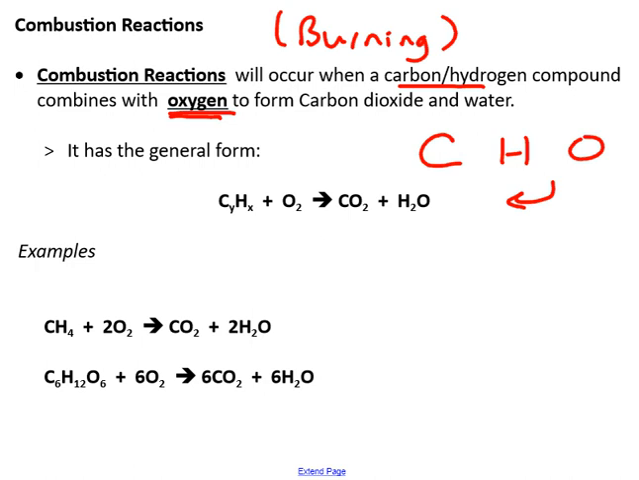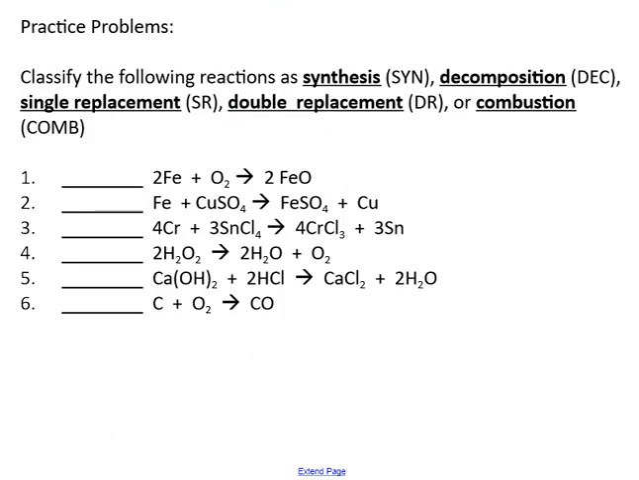Here's two examples. CH4 is methane gas. When it combines with oxygen, it produces carbon dioxide and water. C6H12O6 is glucose. When it combines with oxygen, it produces carbon dioxide and water. Anything that has carbon in it and gets burned produces carbon dioxide and water. It's the same products every time. These are combustion reactions. Let's practice these few together.